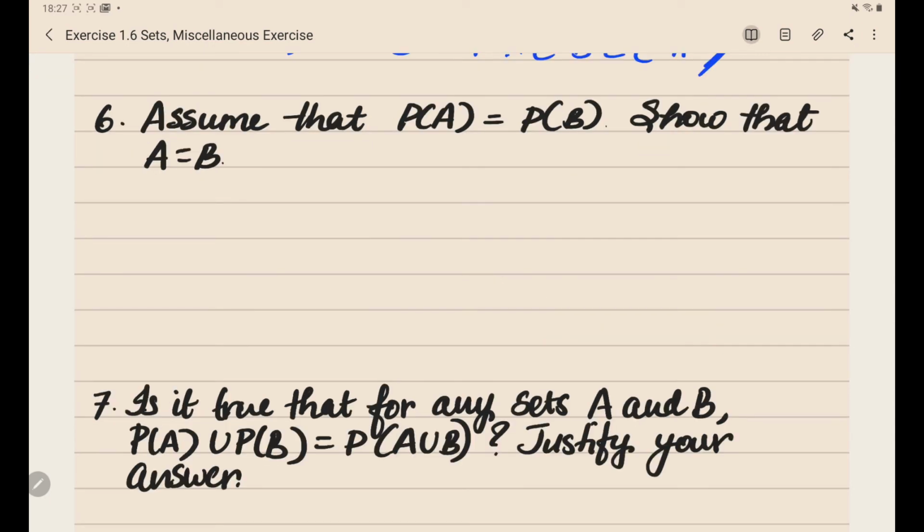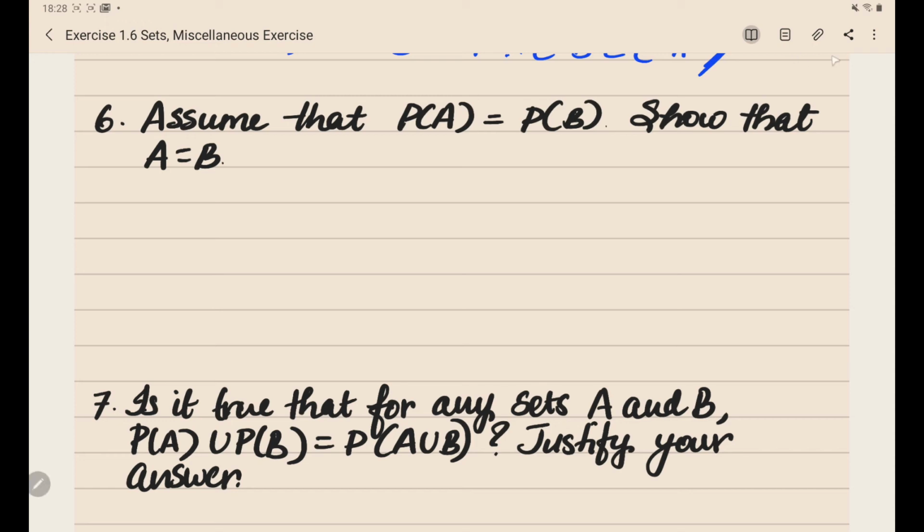So let's prove the sixth problem. Assume that P of A is equal to P of B. Show that A is equal to B. What is this P of A? P of A is the power set, or all the subsets of the set A. For example, if you take set A with elements 1 and 2, the power set of A, all the subsets of the set A, is called the power set. Okay, so we have to prove that A is equal to B.